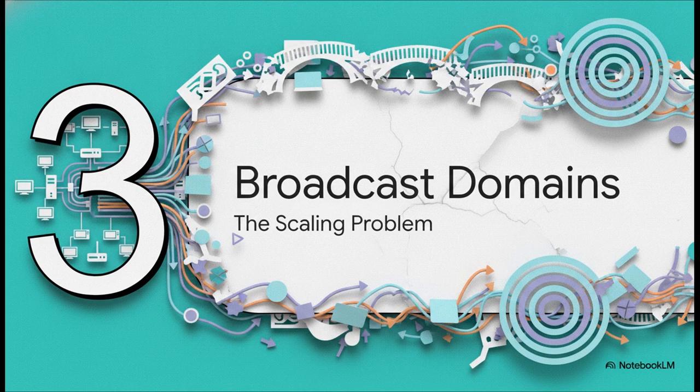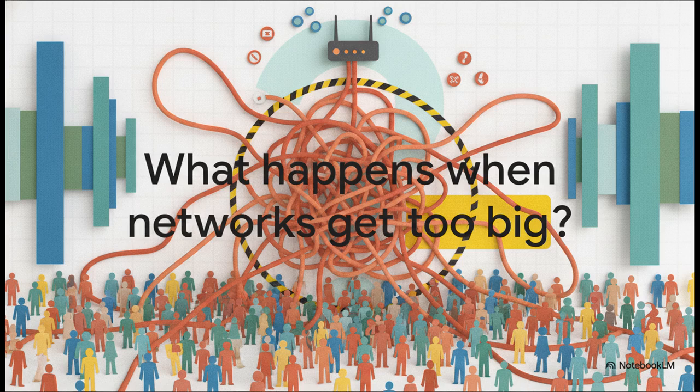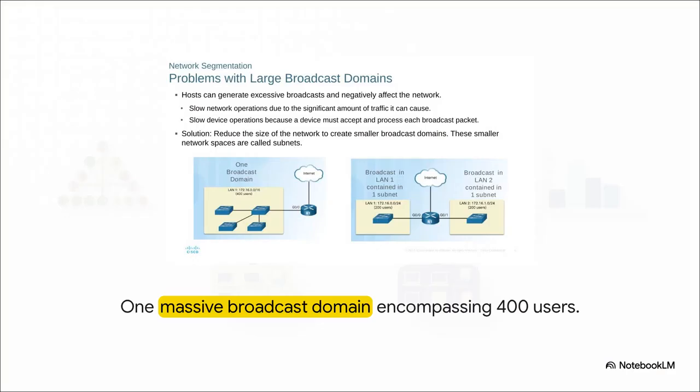Section 3, the broadcast domain problem. The crucial point here is understanding what goes horribly wrong when these local networks scale up too aggressively. So what actually happens when networks get way too big and form one massive broadcast domain? Well, it becomes a major headache for network administrators. When an entire network is just treated as a single unsegmented space, it is a recipe for serious congestion. Just imagine cramming 400 users into one massive broadcast domain.